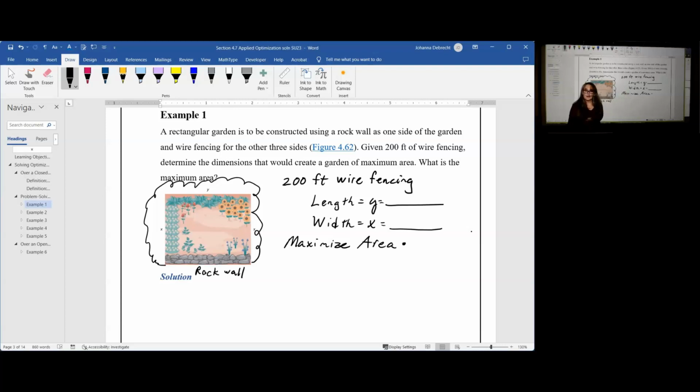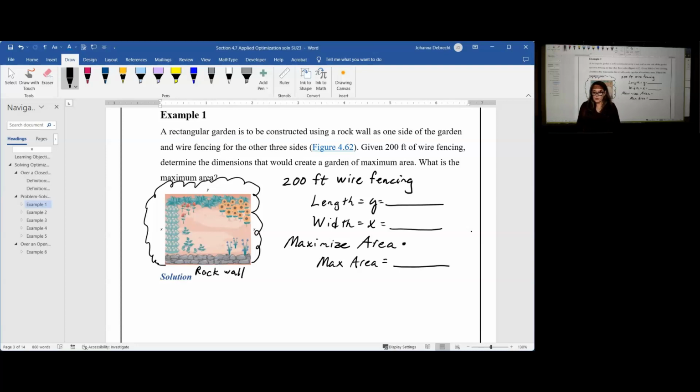I'm trying to maximize area. I want it as large as possible, but subject to the constraint that I use one side as a rock wall and only 200 feet of wire fencing. The last sentence is, what is the maximum area? So I'm also looking to find what the maximum area is. Make sure you draw a blank so that you know you have to fill that information in at the end.